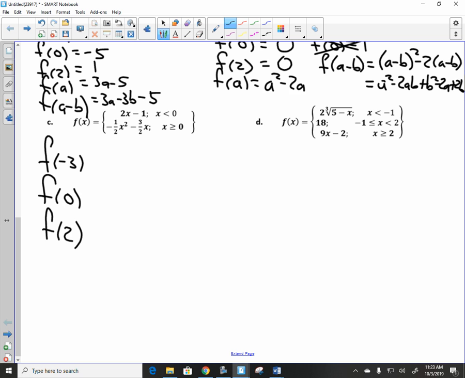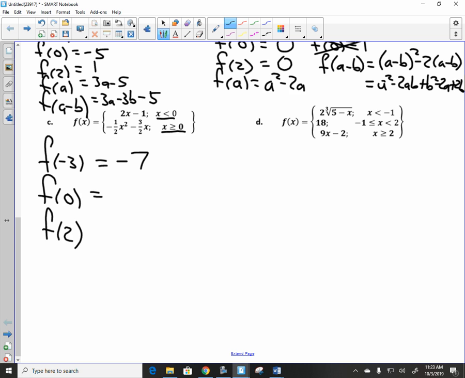I have 2 function rules. I have 2x minus 1, and I have negative 1/2 x squared minus 3/2 x. Do you think I plugged the negative 3 into the top one, the bottom one, or both? The top one. Why? Because negative 3 is less than 0. This tells me the domain restriction. It tells me what domain elements go into which spot. So yes, 2 times negative 3 is negative 6, minus 1 is negative 7.